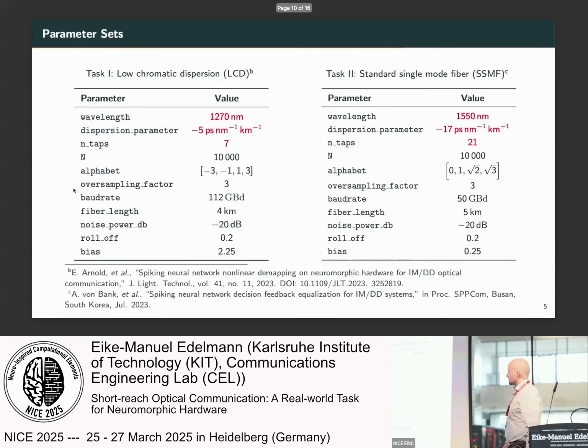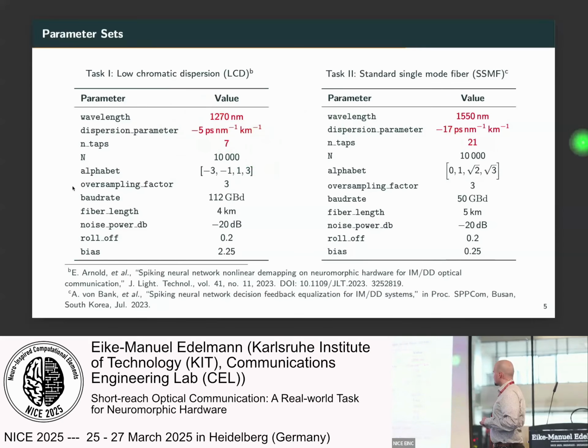That will be your task: designing a receiver and obtaining the received data that perfectly fits the transmit data. And we provide you two parameter sets, which we already introduced to the communication community, and which was well received. So the first one we call the low chromatic dispersion set. I highlighted the most important parameters in red. The first set has a dispersion parameter of -5, so rather small. So you only need 7 taps, so dispersion is weak, and you don't need that large SNR. And the second is the standard single mode fiber task. It has a dispersion parameter of -17, so rather high, and you need more taps.